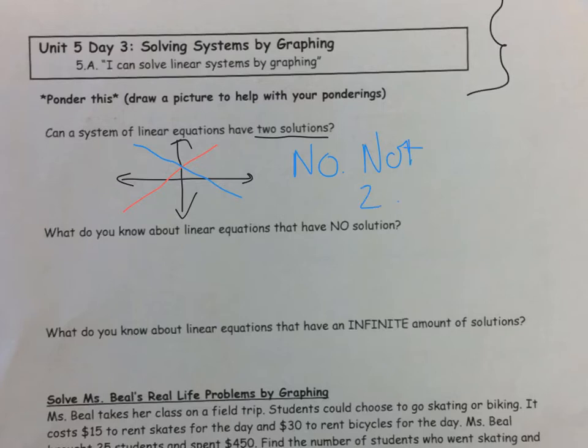What do you know about linear equations that have no solution? No solution would mean they never intersect. You are familiar with some lines that never intersect. What kind of lines never intersect? Hopefully in your mind you just said parallel. If two lines are parallel, they will never intersect and they will have no solution.